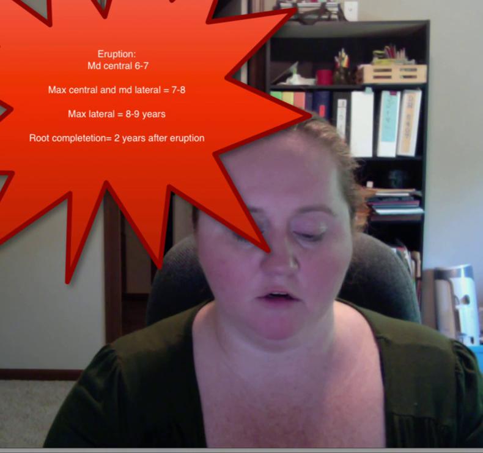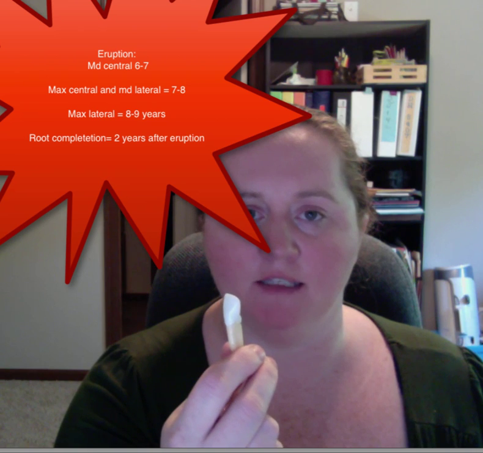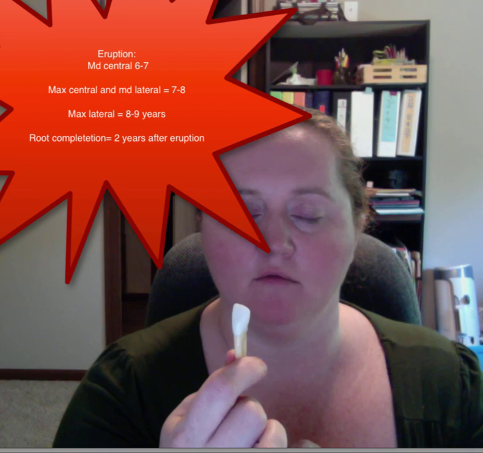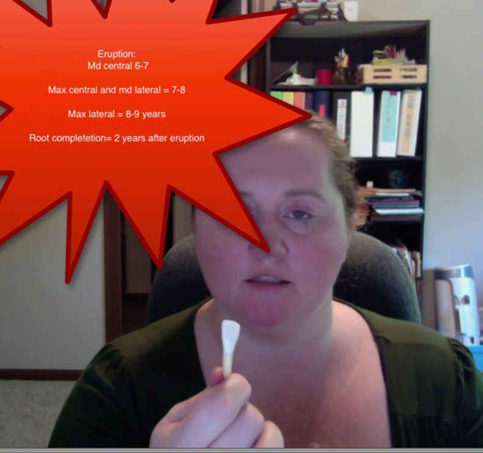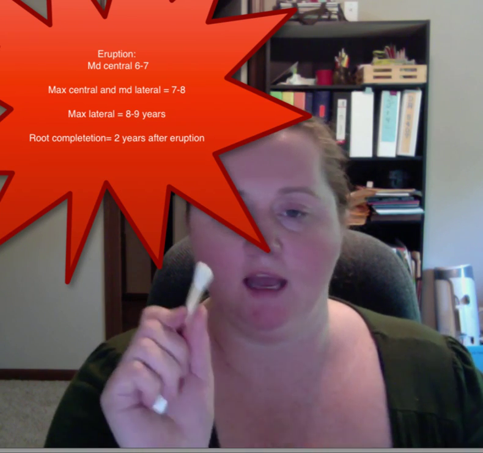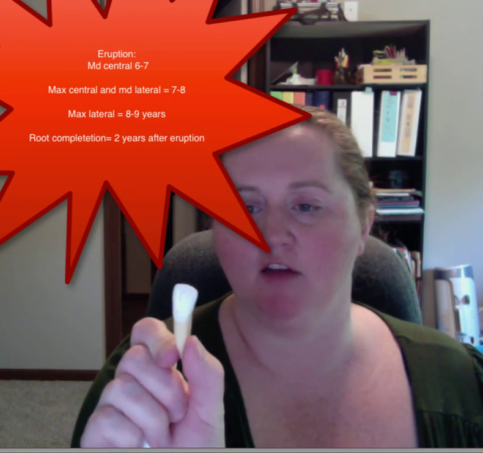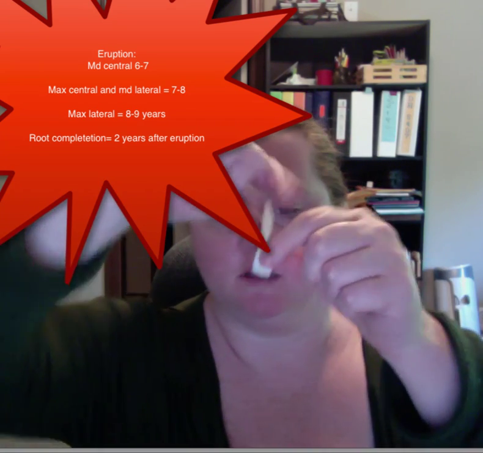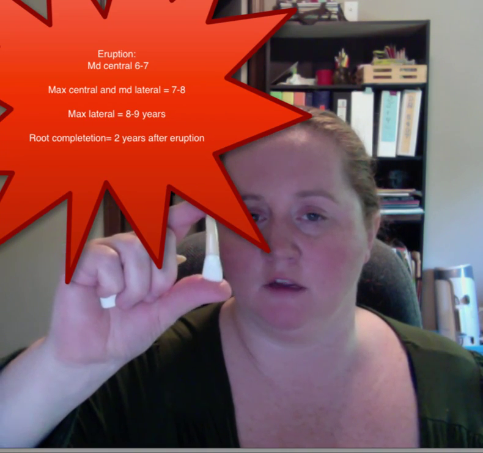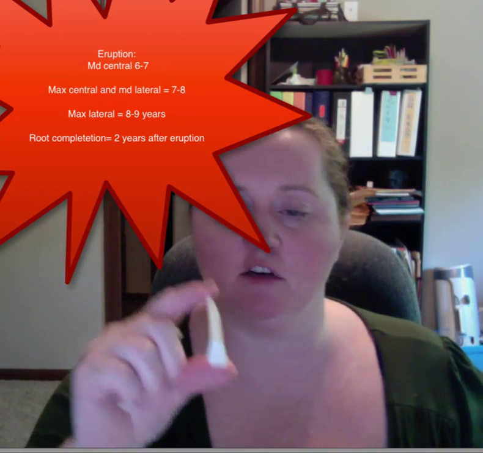Our mandibular lateral then is about the same time as the maxillary central. They're usually coming in right around the same time. Same root formation, also at 10 years. And then we have our maxillary lateral, which comes in just a little bit later. We can look at 8 to 9 years for that, with root completion at about 11 years.